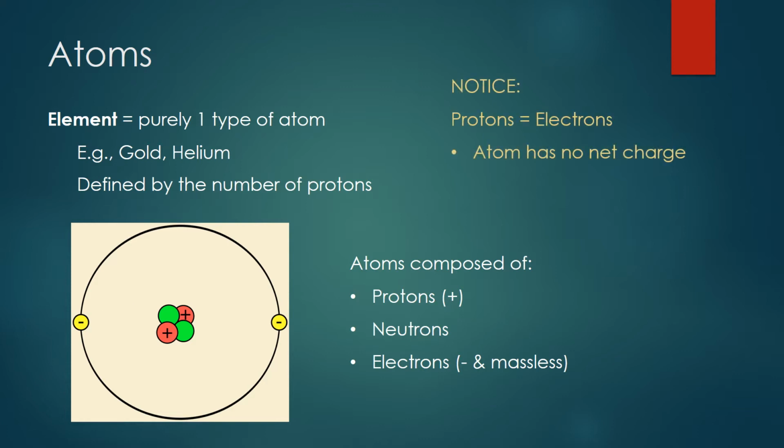Notice on this cartoon atom that the number of protons equals the number of electrons. This is common among natural atoms or atoms found in nature. This atom has no net charge because the positively charged protons are equal to the negatively charged electrons. There's 2 of each. Those charges cancel one another out, and so the atom has no net charge.